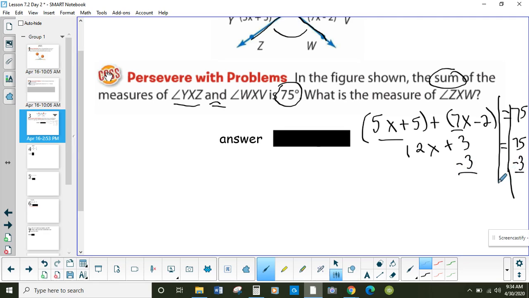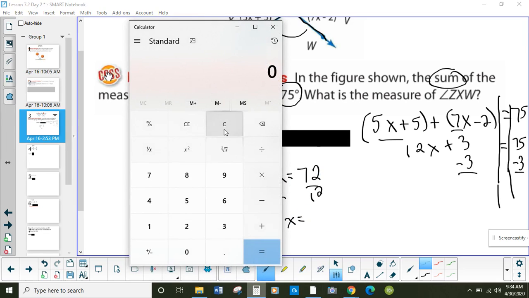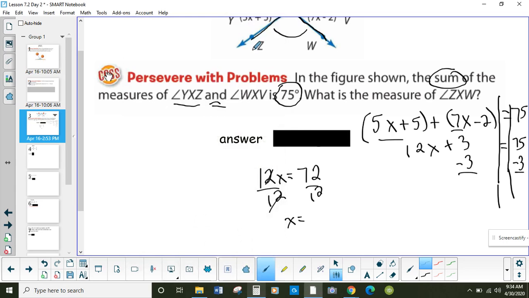I subtract 3 from both sides, and I get, let me move over here, I'm kind of cramped over there. I get 12x equals, subtract those 2, I get 72. Divide both sides by 12. You can do it in your head if you're great at that, or you can just grab a calculator. 72 divided by 12, and we get 6.